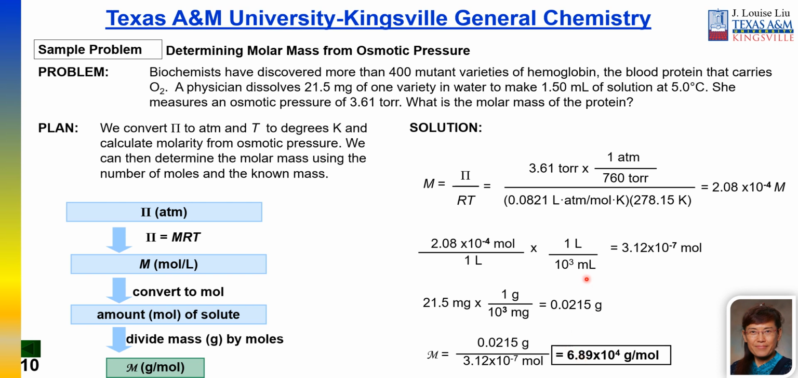First of all, convert pressure to atm. Second, convert temperature to Kelvin. Third one, convert your milliliters to liters. And then calculate moles. Convert your milligrams to grams. And then calculate your molar mass. Molar mass, again, equals grams divided by moles.